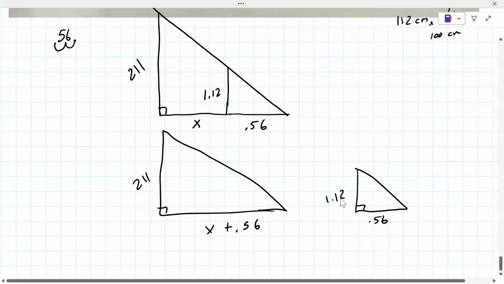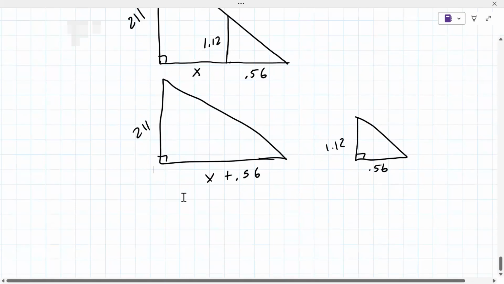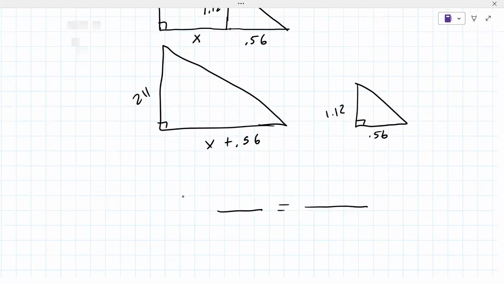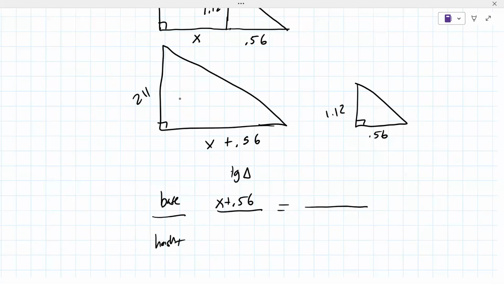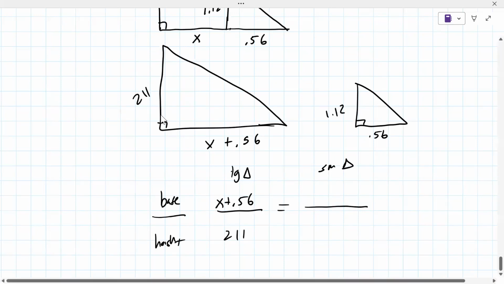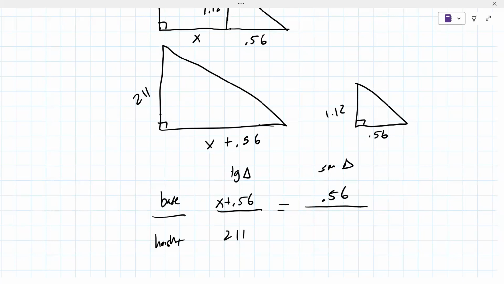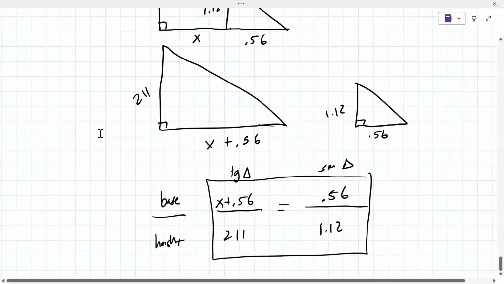If you were back in geometry, you would recall that you set up a proportion for these types of problems. In the large triangle, I know the base is x plus 0.56. What else do I know in the large triangle? I know the height is 211. Now, what do you know in the small triangle? You know the base is 0.56, and the height is 1.12. So now you've got a proportion that you can solve.